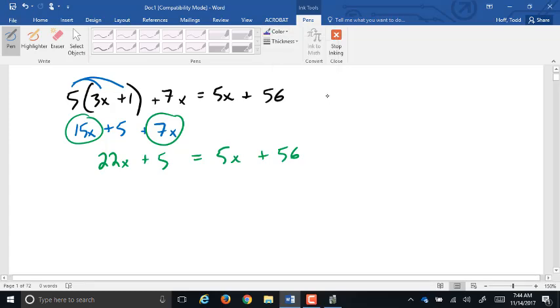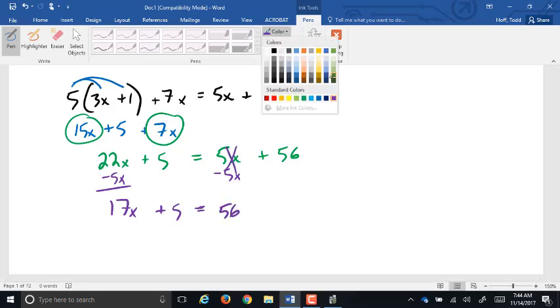But we do now notice that there's an x on each side of the equation. We have to get rid of one. The smaller one is 5x. We're going to subtract 5x. So this is going to be 17x. Still have the positive 5. Over here, the 5x is gone, and we have 56.